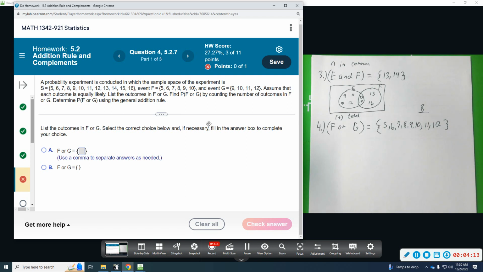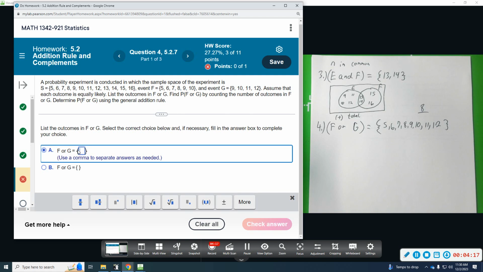So we're going to list all of those for answer choice A. If F or G was empty, then we would pick this. That means they have nothing in F or G. They would both be empty sets. So we're going to do 5, 6, 7, 8, 9, 10, 11, 12.